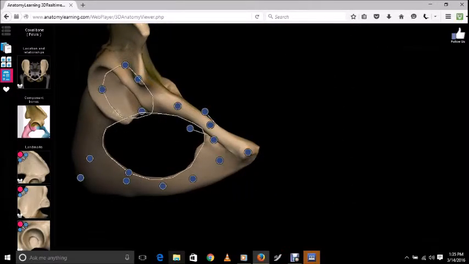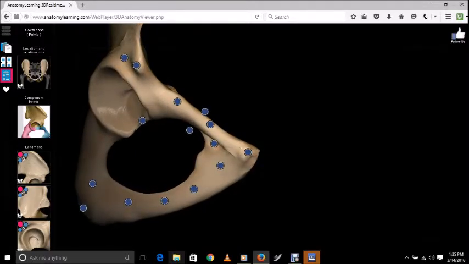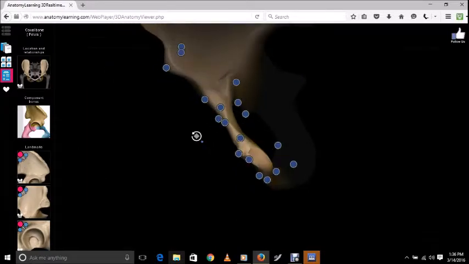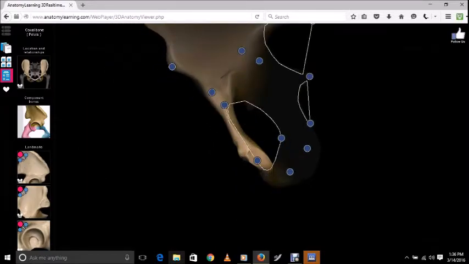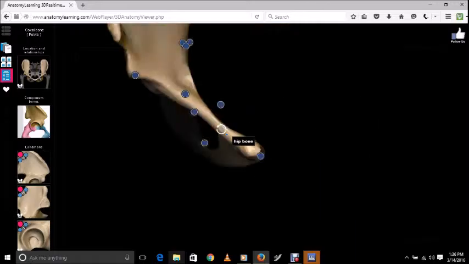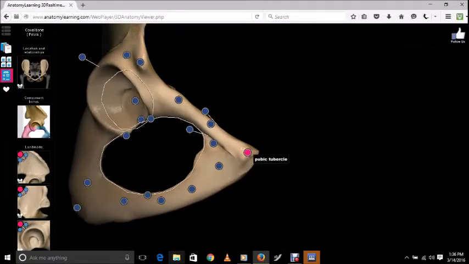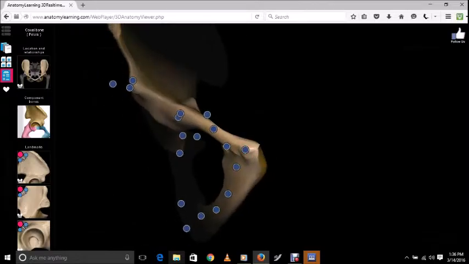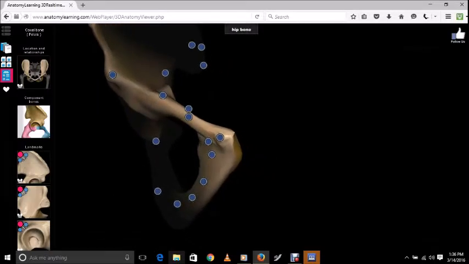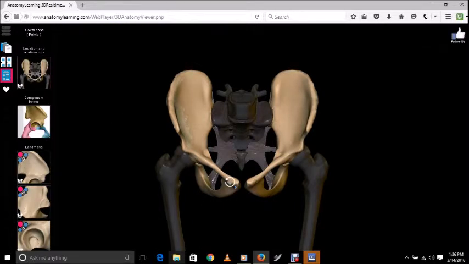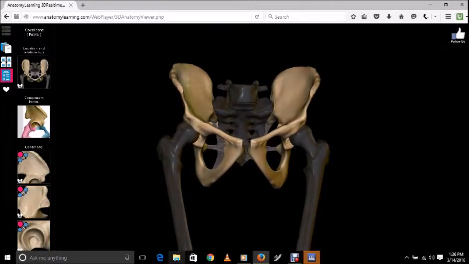It's called the pectineus. Pecten, pectineus. And so that's why it's important to note that this line right here actually has some significance. It's called the pecten. And below that, we have the pubic tubercle. The pubic tubercle. So if I go back, we look at this and we see the pubic tubercles of the left and right pelvis are right next to each other.